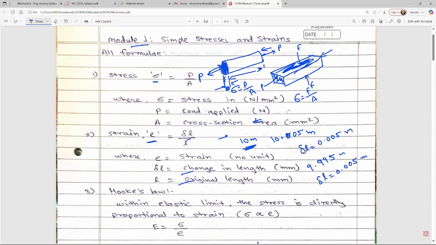So both delta L values are the same, but if it contracts, then we have to take a negative sign for that change in length, the change in dimension.